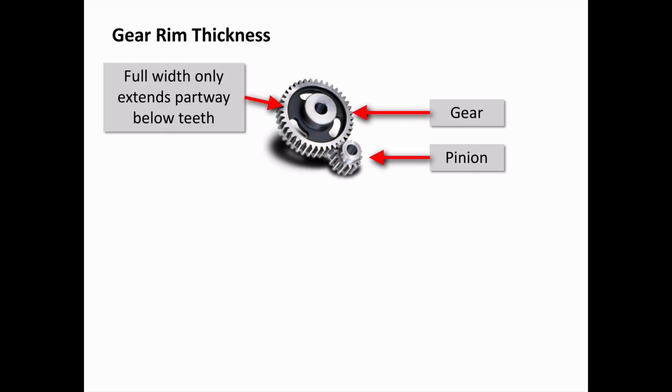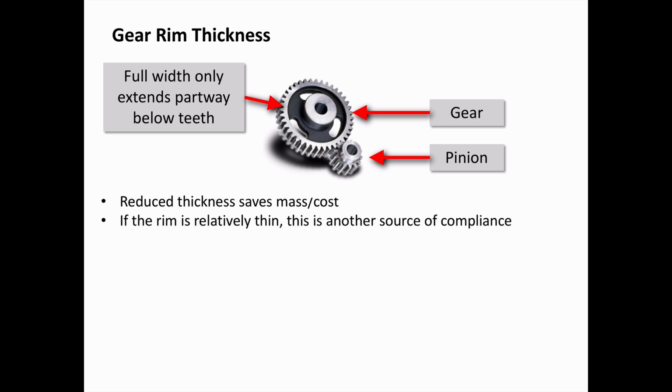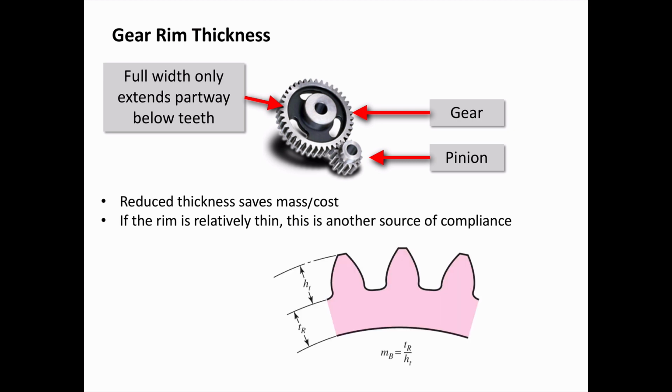And then we have this narrowing that's going to help us reduce the mass and reduce the cost of the gear. So here's the pinion, here's the gear. We only have full width part way below the teeth. That reduces thickness, saves mass and cost. If the rim is relatively thin, so the material just below the teeth, this is another source of compliance if the rim is not thick enough to essentially behave as a rigid body.